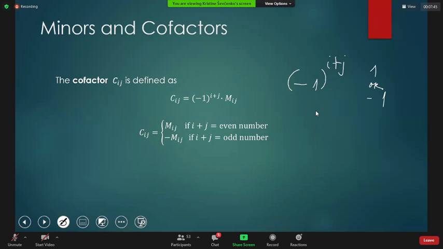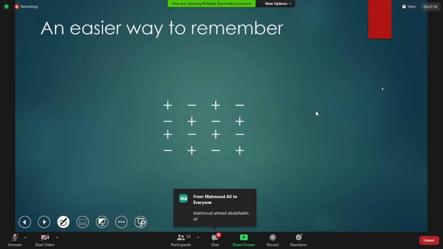And so, if i plus j is even, then the cofactor is the same as the minor. If i plus j is odd, then the cofactor is the opposite of the minor. But if we think about it, these signs are actually the same as we had in this chessboard principle diagram.